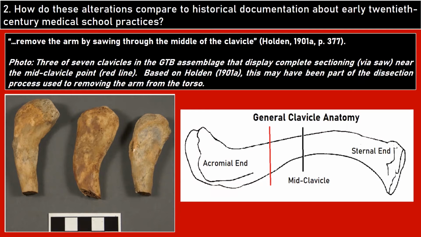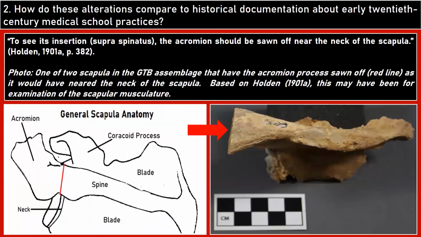Perhaps an instructor gave slightly different instructions, or the manual that they used was not exactly Holden's manual. It may have been another manual that they were using that gave different instructions. No matter the case, it's still very close to midline and is on par with what we are expecting here from Holden's description. As for the scapula, Holden says to see its insertion, supraspinatus, the acromion should be sawn off near the neck of the scapula.